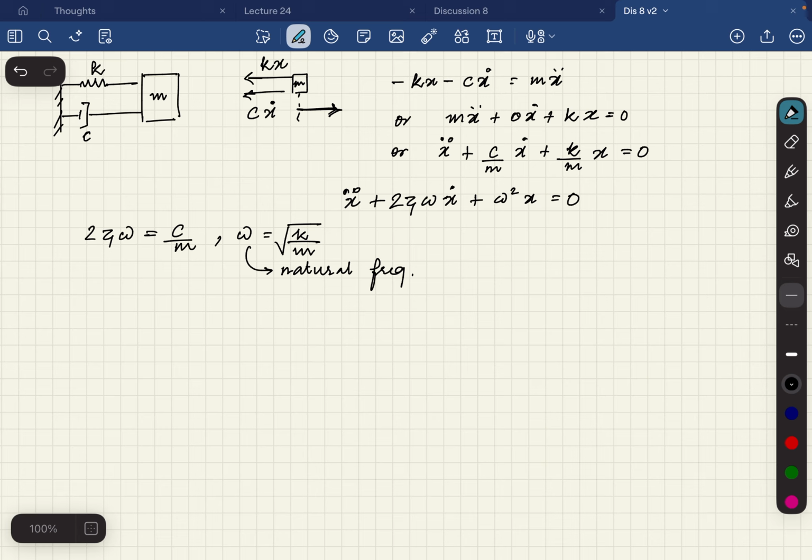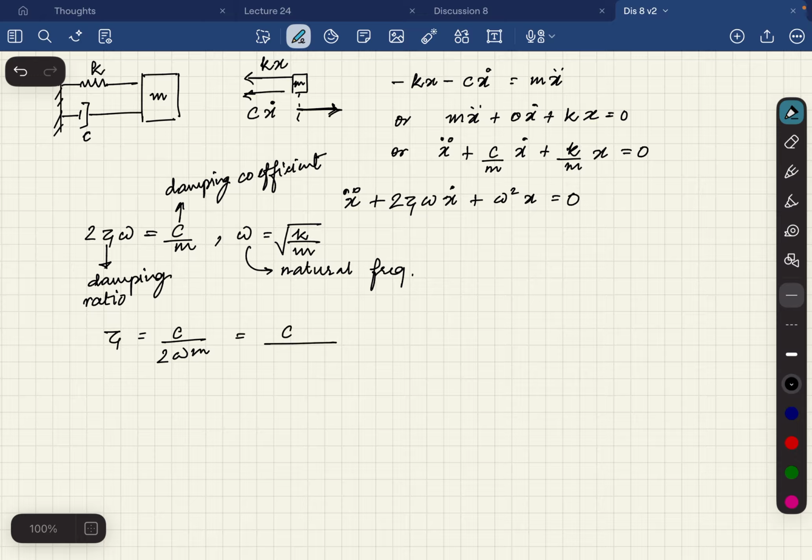And then we have zeta. Zeta is called the damping ratio. C is called damping coefficient. So now how will you find zeta? Zeta will come out to be C over 2 omega m, which simply turns out to be C over 2 root over km.